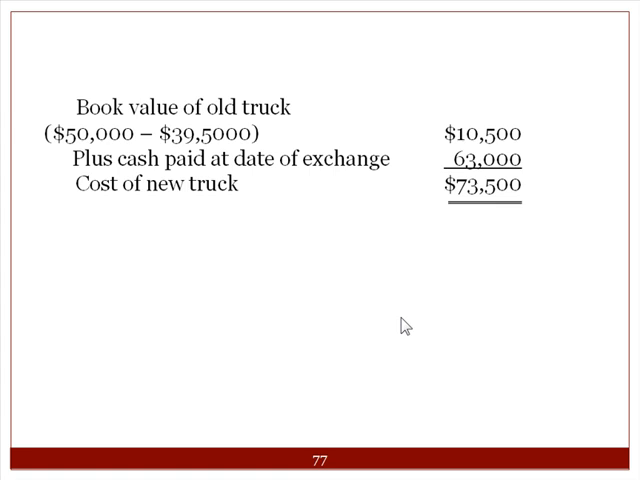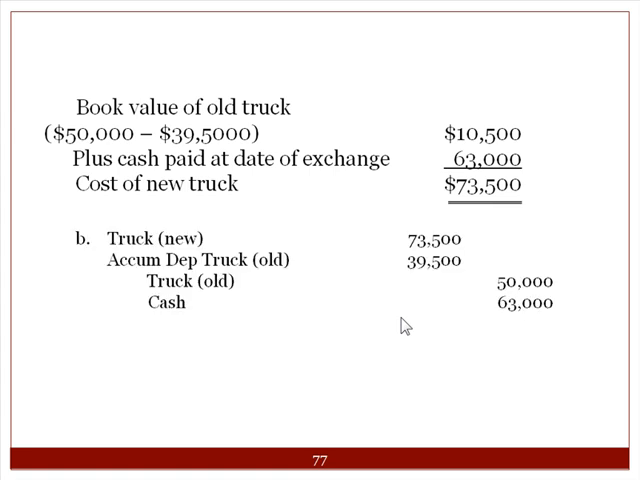Or you can do it the other way. Book value of the old truck plus the cash paid at the date of the exchange is the cost of the new truck. So I think this one's probably easier, but you need to know how to do it both ways. And here's your journal entry.